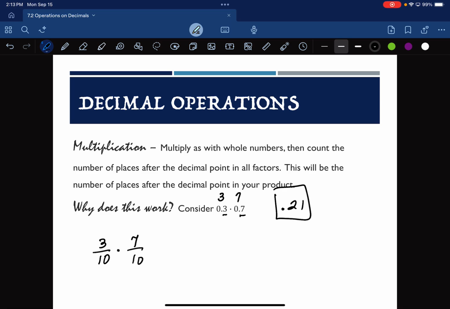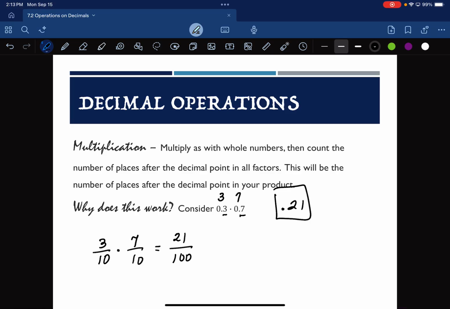7/10. And resist any urge. This one doesn't have this, but if one of these had been able to be simplified, like if it said 0.4 times 0.7 like that, you could simplify. We're not trying to simplify anything. That's not the goal. What would we do with our standard multiplication algorithm for fractions? Exactly. Go across the top, 21, go across the bottom, 100. And lo and behold, look at what that denominator says.